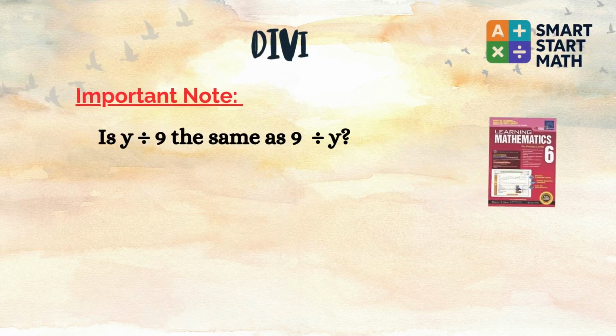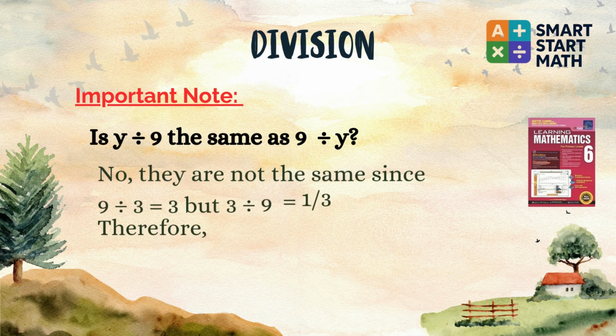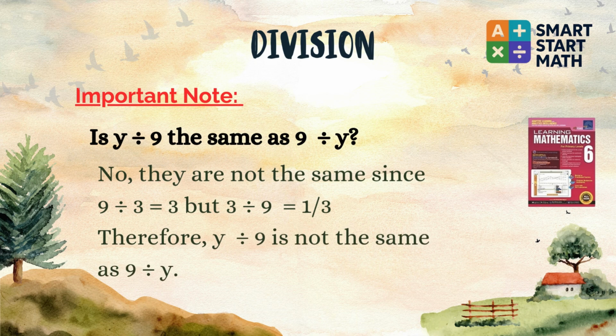Is y divided by 9 the same as 9 divided by y? Let's look at an example with numbers. 9 divided by 3 equals 3, but 3 divided by 9 equals 1/3. So, the answers are different. That means y divided by 9 is not the same as 9 divided by y. In division, the order matters, so we have to be careful.